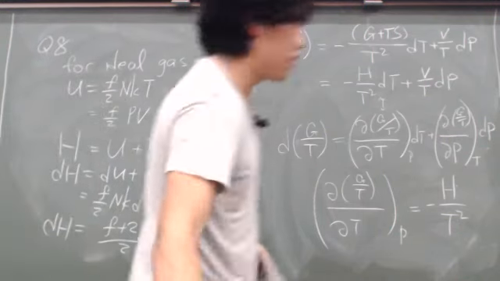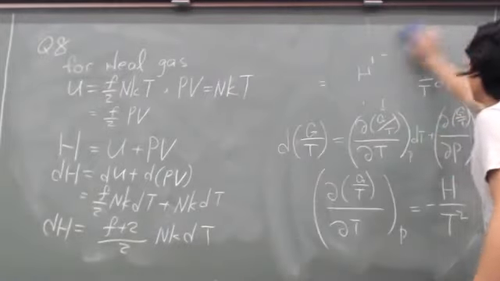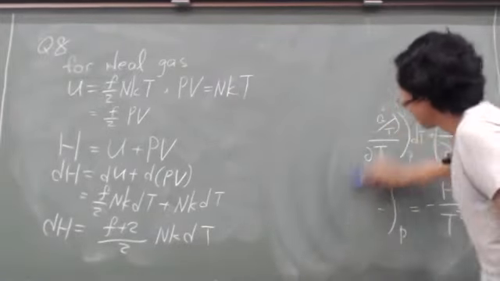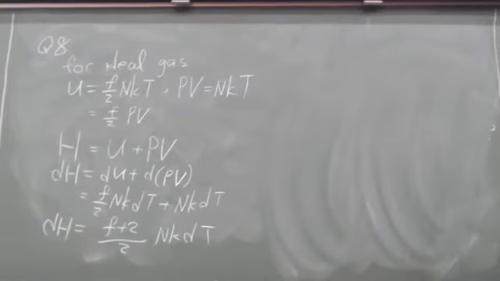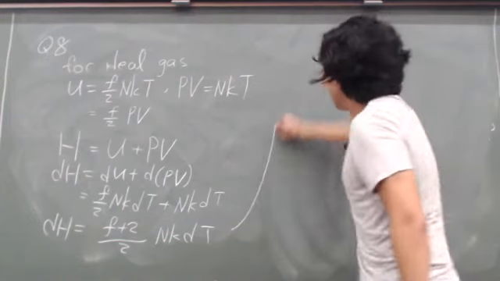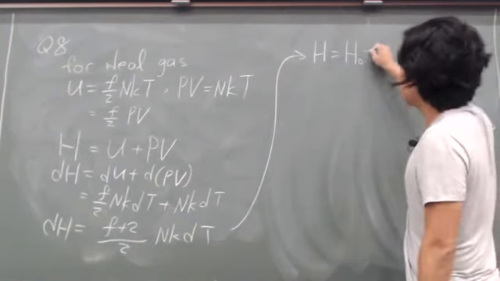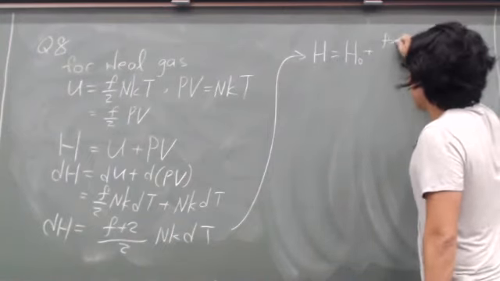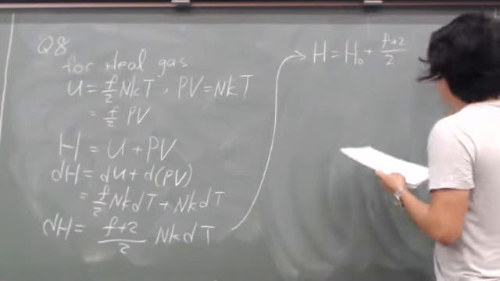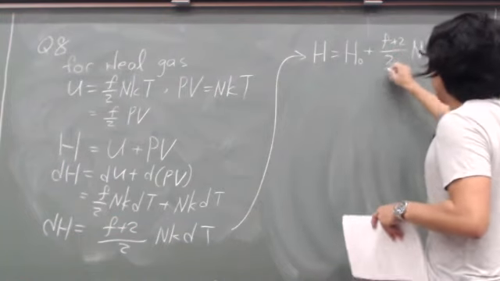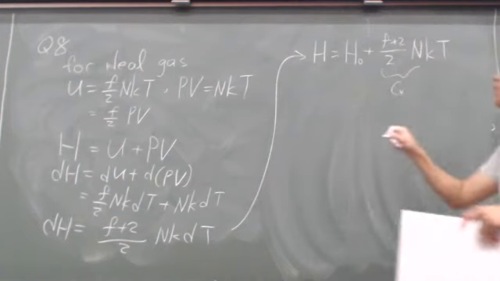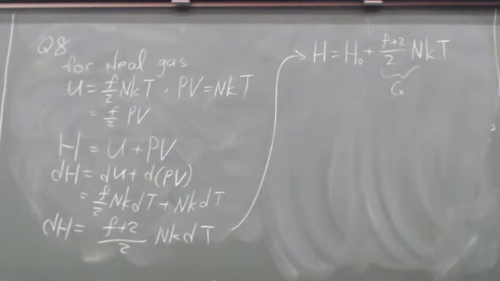So then I just have to integrate that to get the enthalpy. H is then equal to some integration constant, H naught, some initial enthalpy, plus (f plus 2) on 2 NkT. And this is your heat capacity, if you recognize that. So yeah, and then you can play this exact same game to keep going to get the Helmholtz free energy and Gibbs free energy, but I won't bother with that here.